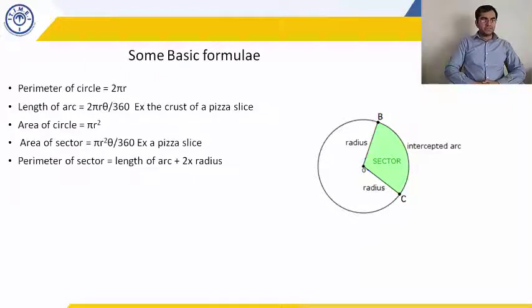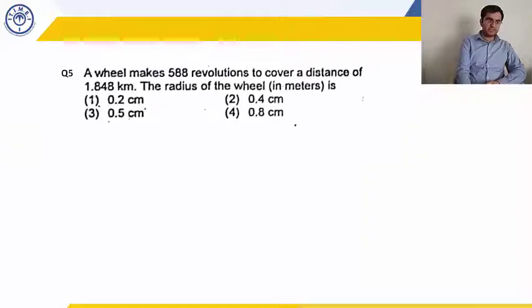So with this, let's move to the first question. A wheel makes 588 revolutions to cover a distance of 1.848 kilometers. Find the radius of the wheel in meters. Please take 30 seconds to solve this question.